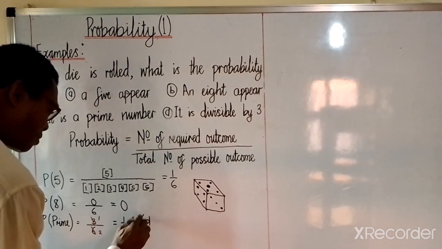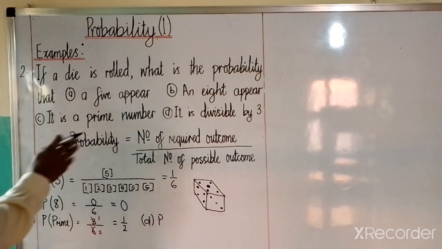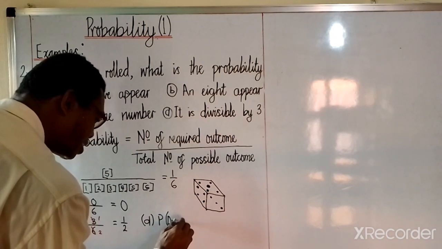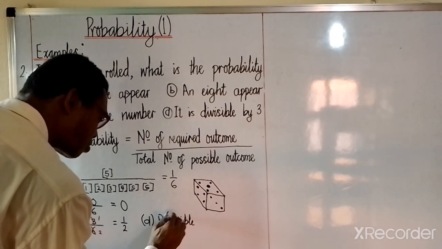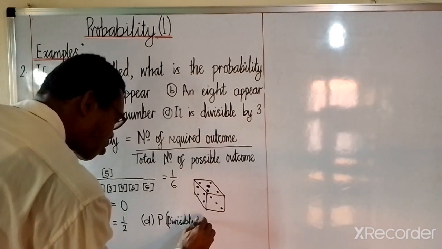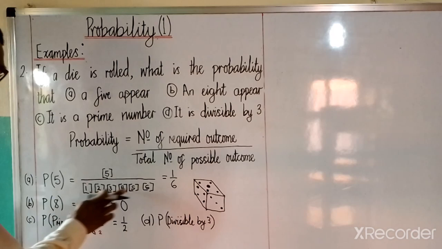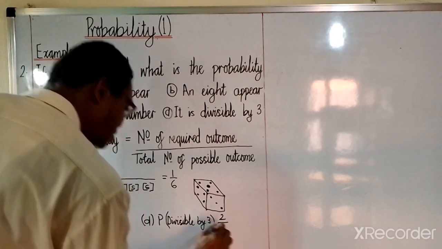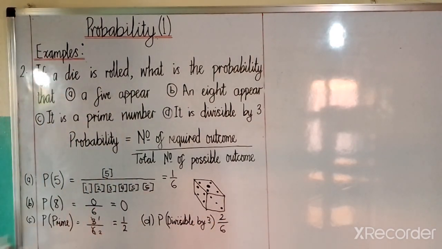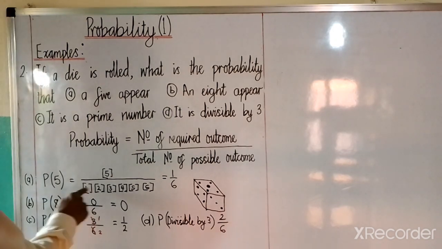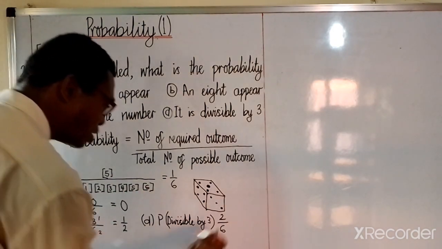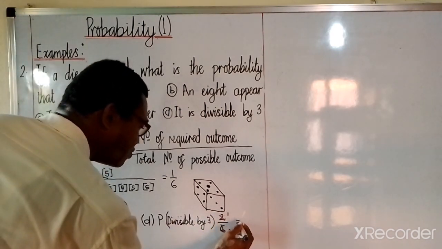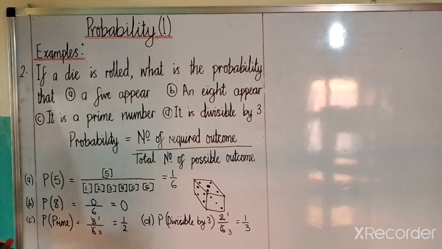Let me do my D here. Probability that it is divisible by 3. So what are the numbers divisible by 3 here? 3 and 6, that is 2. That will give you 2/6. If the die is rolled, we have 6 events. That's the total, and then we have the 2. So the probability that it is divisible by 3 is 1/3. Thank you.